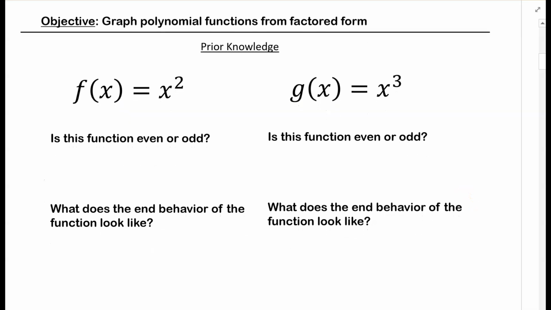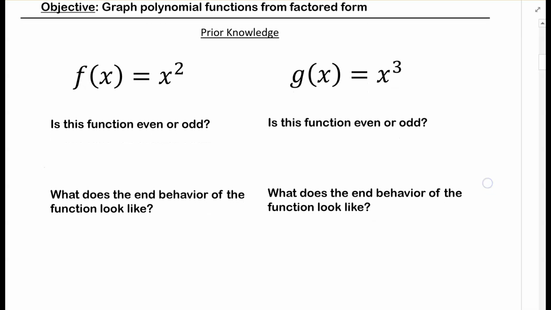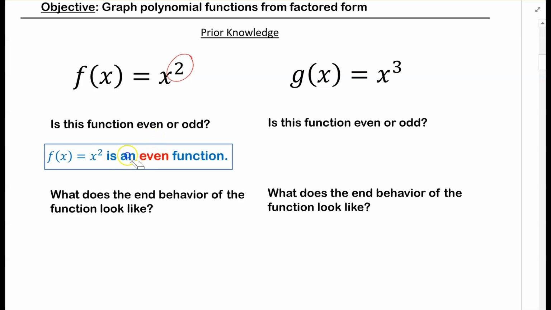Alright, so first of all, we're going to be looking at different functions, even or odd functions. If we look at f of x equals x squared, is this function even or odd? To determine that, we look at the degree of the function. Because it's a squared function, 2 is even, so therefore f of x equals x squared is an even function.